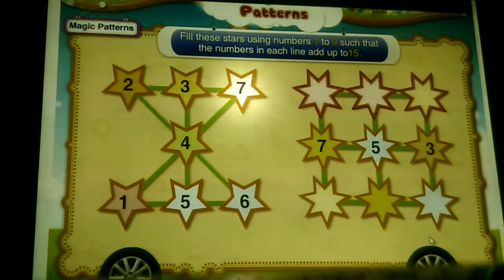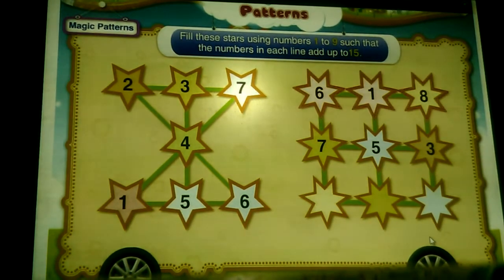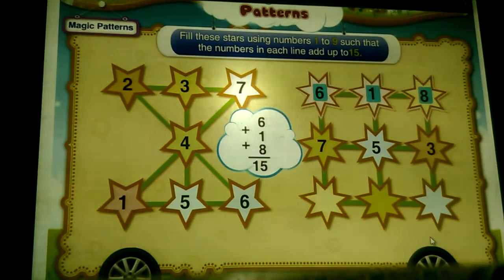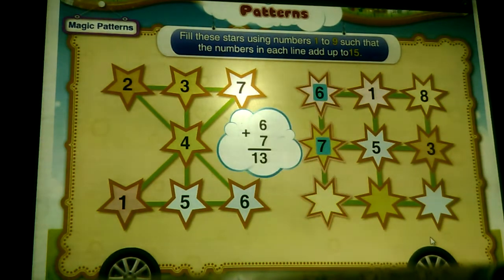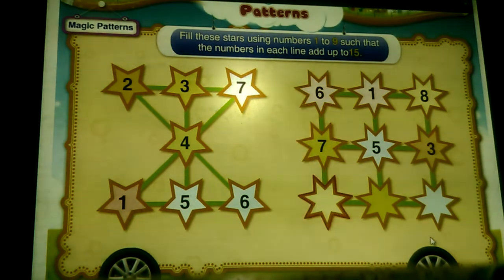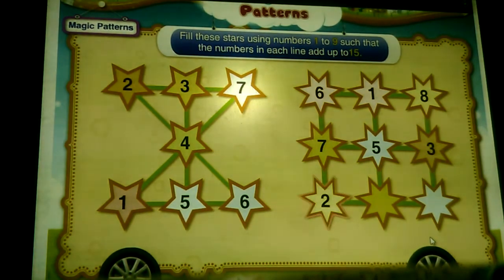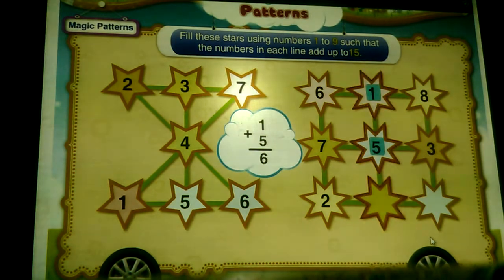In the same way, let us write 6, 1 and 8 in the first line, the sum of which is 15. In the first column, the sum of 6 and 7 is 13. Therefore, we will write 2 in the last box of the first column. In the second column, the sum of 5 and 1 is 6.